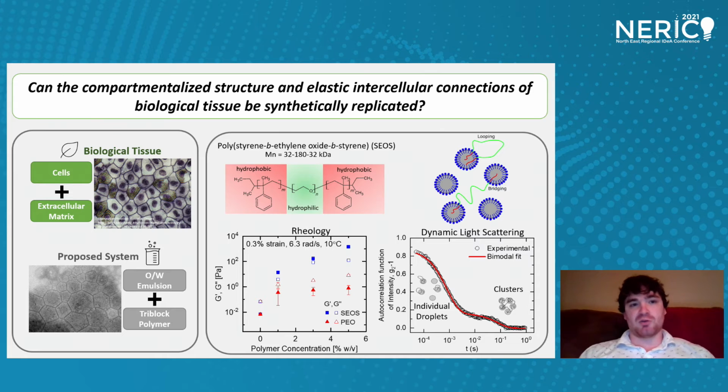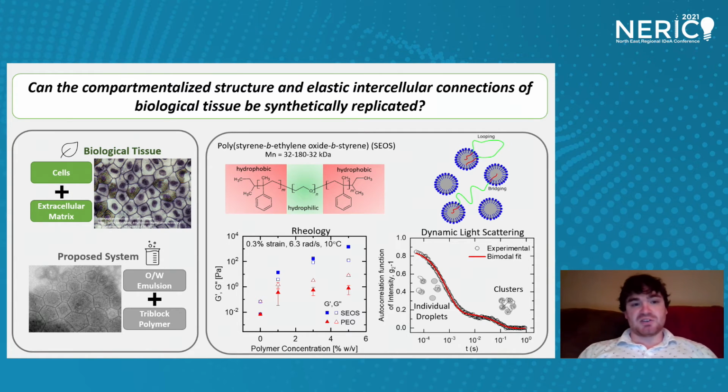The polymer that I'm working with is polystyrene ethylene oxide styrene, or SEOS, which is an amphiphilic polymer in which the end blocks are hydrophobic and the middle block is hydrophilic. This results in the polymer taking one of two conformations: either loops, in which case both end blocks go into the same dispersed droplet, or bridges, in which each block goes to a different droplet, connecting these two elastically. The theory that bridging is primarily occurring can be supported by both rheology and dynamic light scattering.